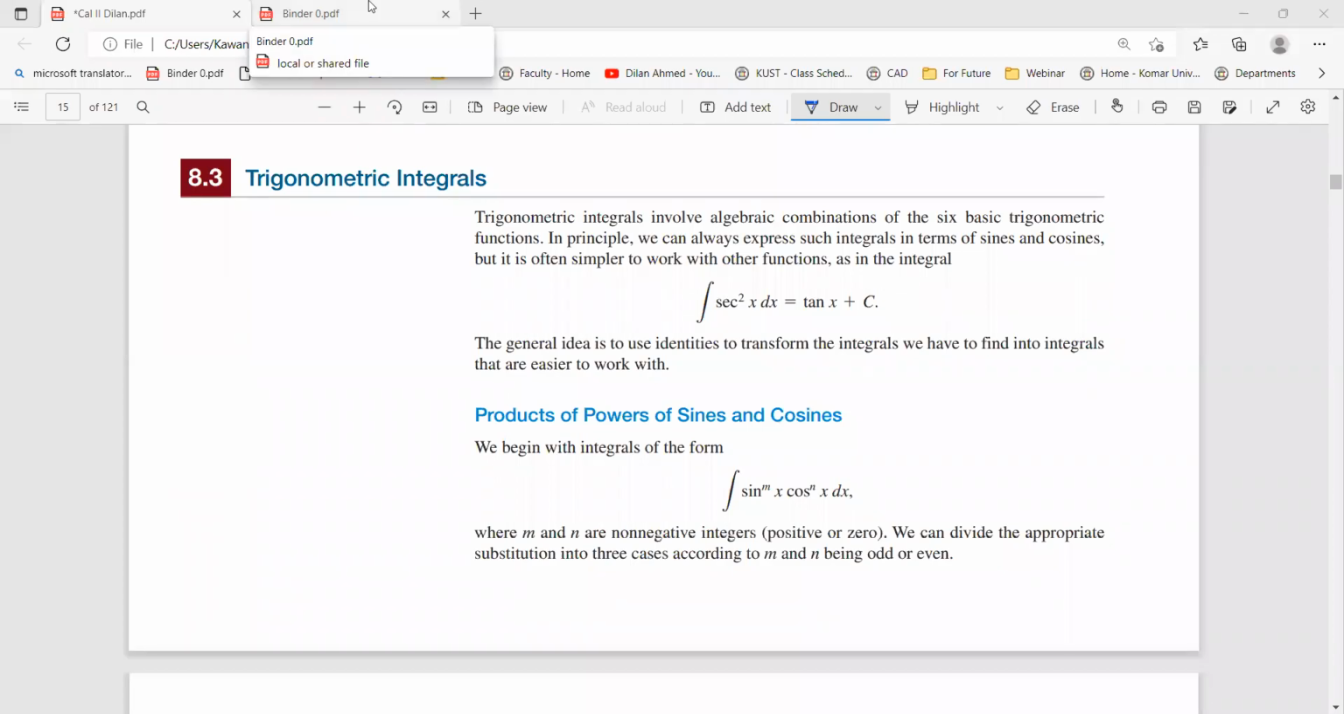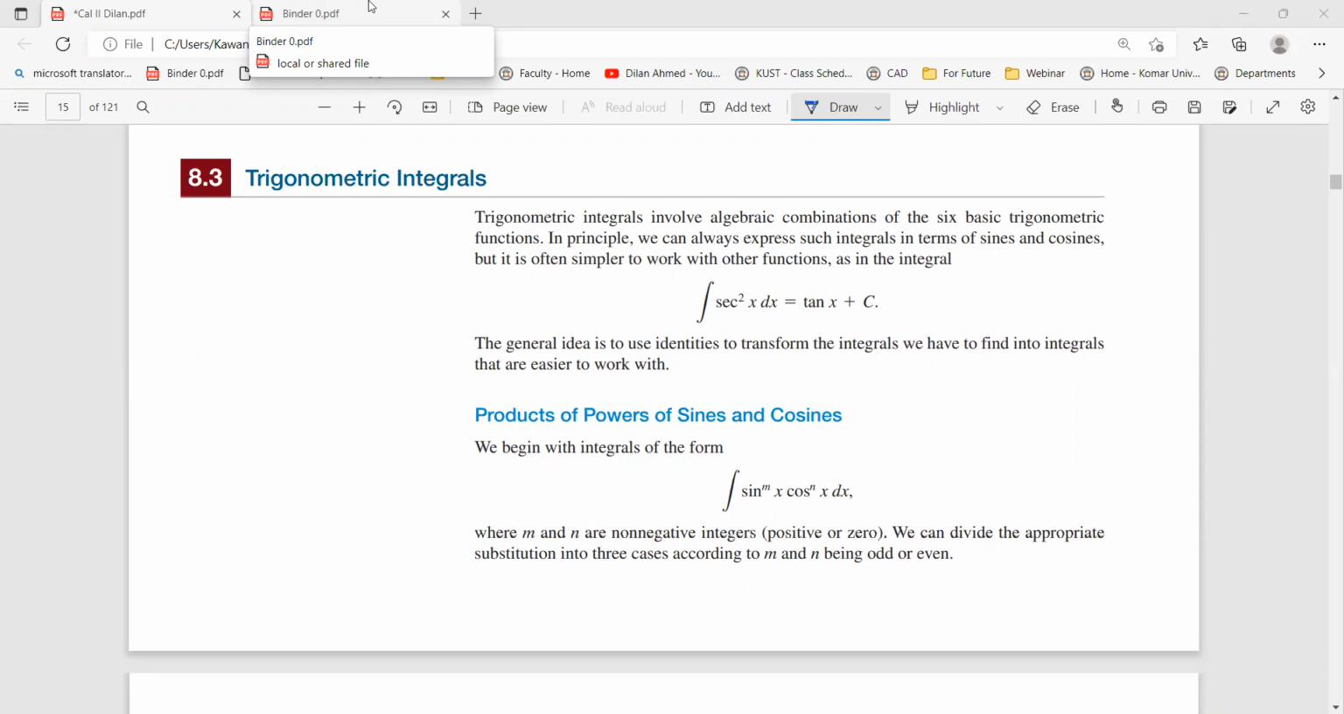Okay, we'll come back again. Now we have 8.3. It's talking about trigonometric integrals. Before you study this section, it's better to review 8.1 and keep the trigonometric identities and trigonometric integrals in your mind. It should be in your mind because you don't know why we do it like that.